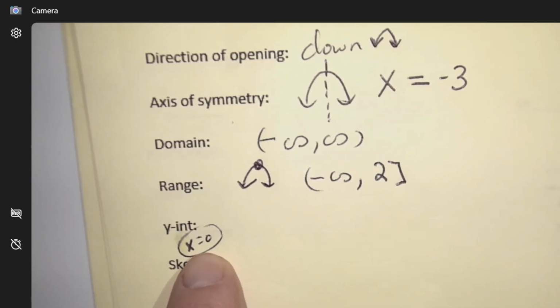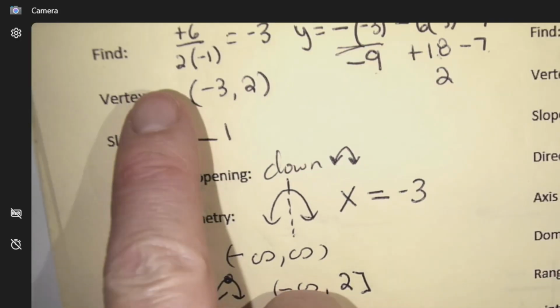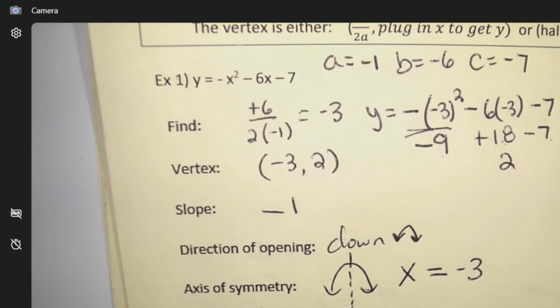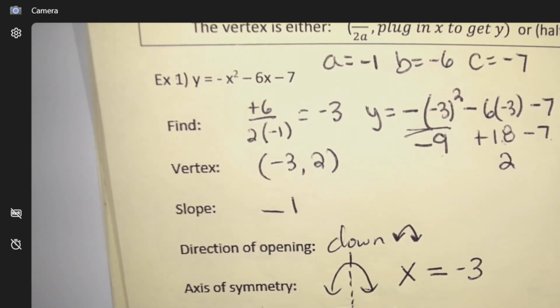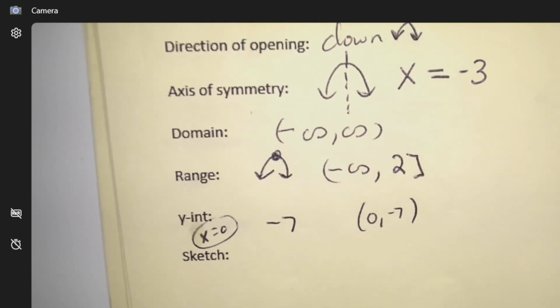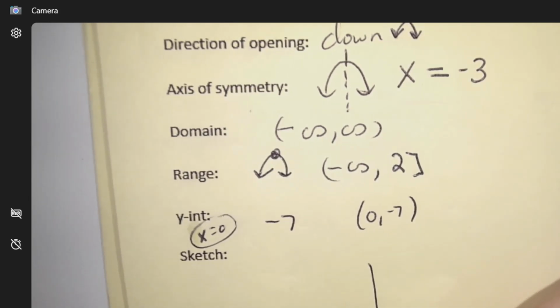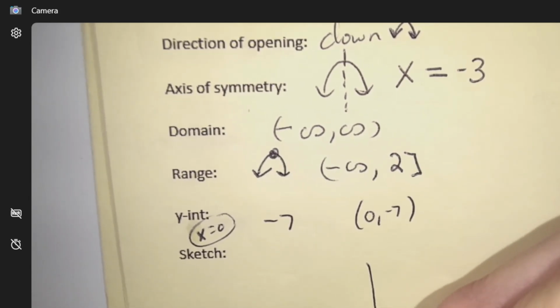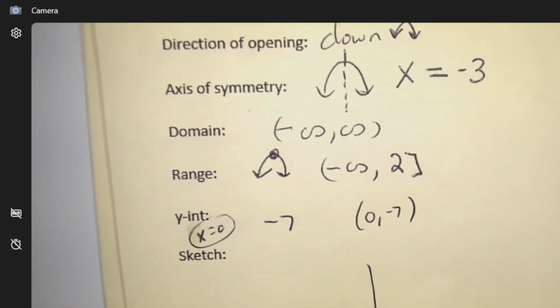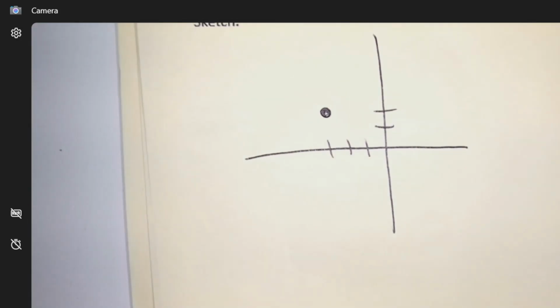Okay, so what happens if x was 0? So y-intercept, what happens if x is 0? What's the number? -7. Okay, so give me a sketch like that. So that's my vertex, so -3, 2.